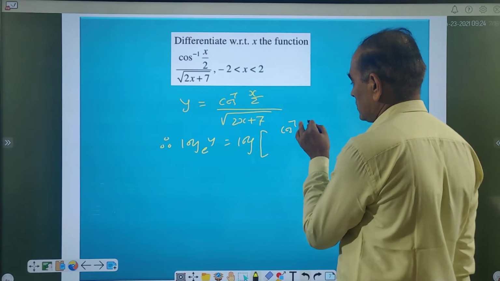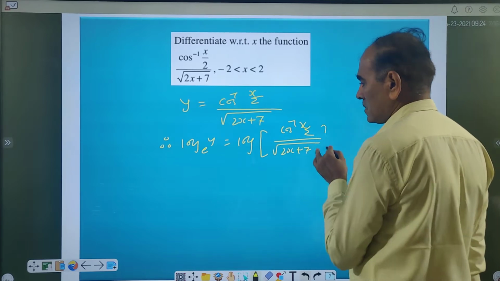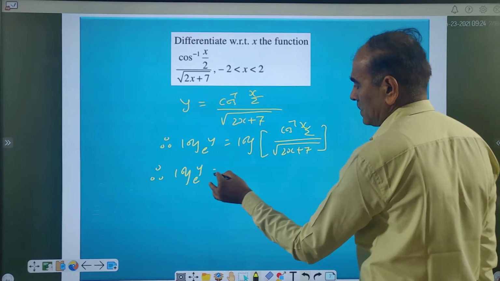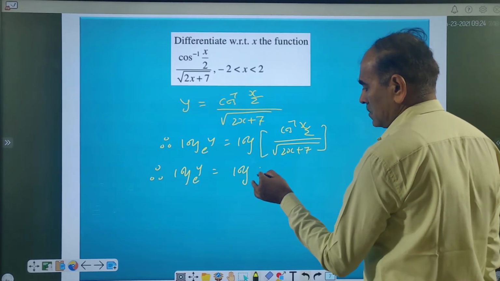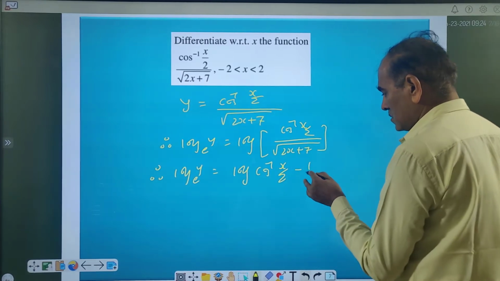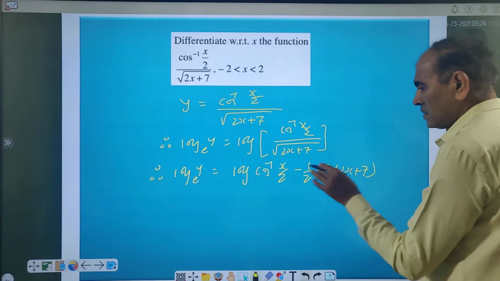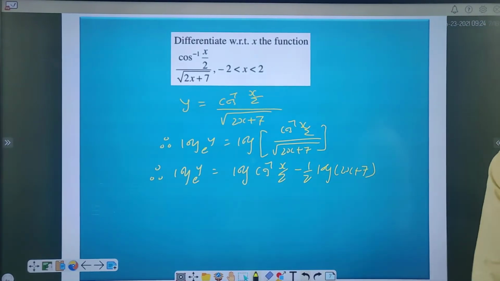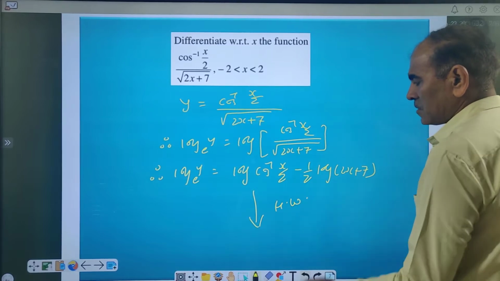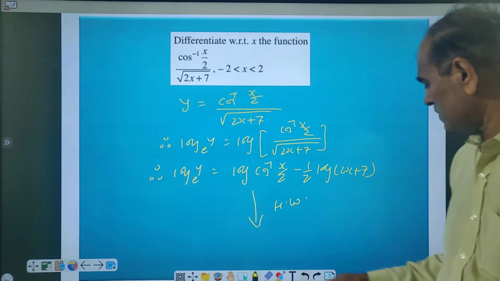Log cos inverse x by 2 upon root 2x plus 7. So what we get? Log y base e is equal to log cos inverse x by 2 raised to half, so 1 by 2 log 2x plus 7. Now it is very easy to differentiate it with respect to x. Rest of it I am leaving for you, because so many times you have already seen this type of sum. So I am leaving this one for you.